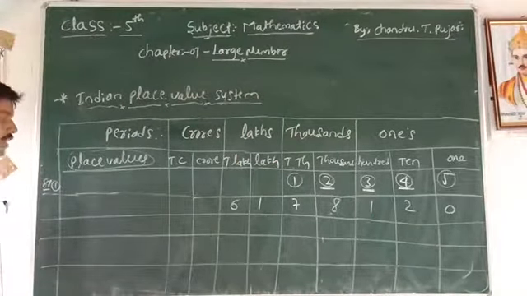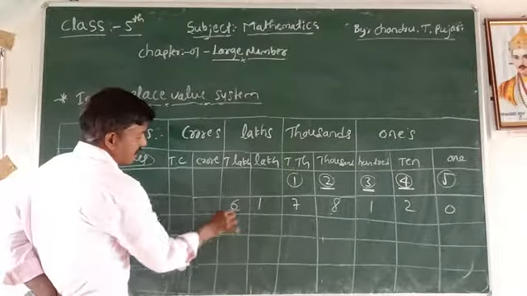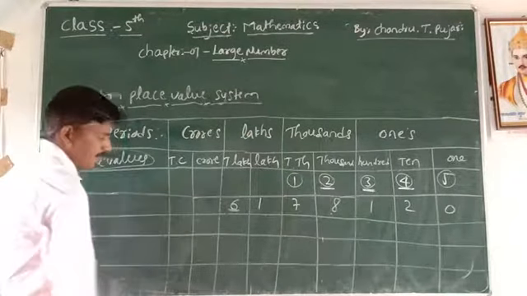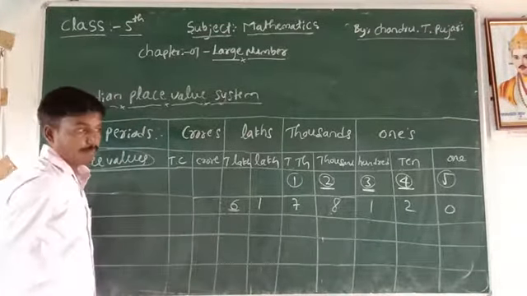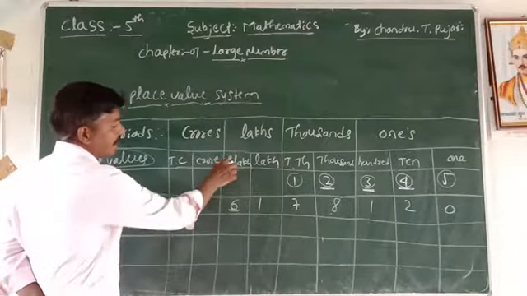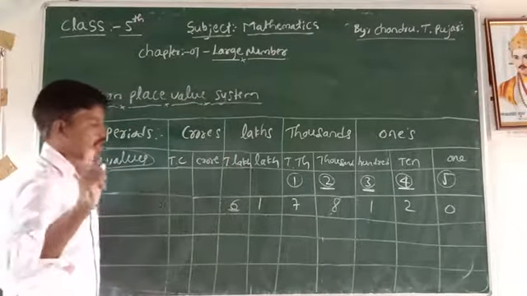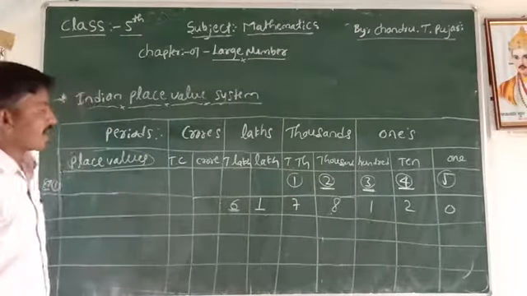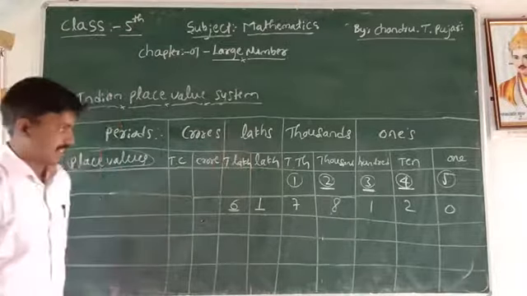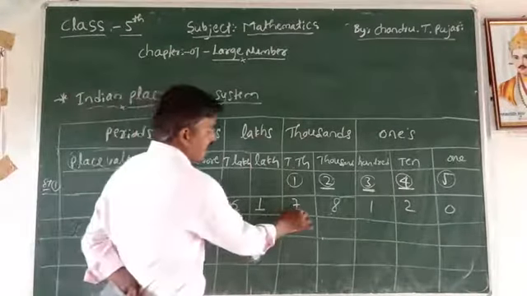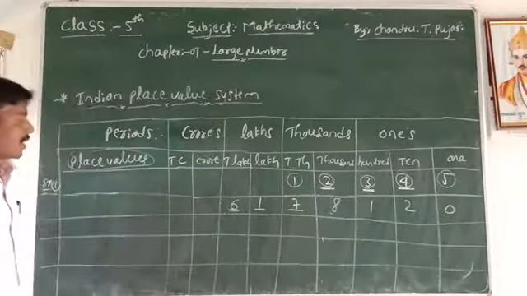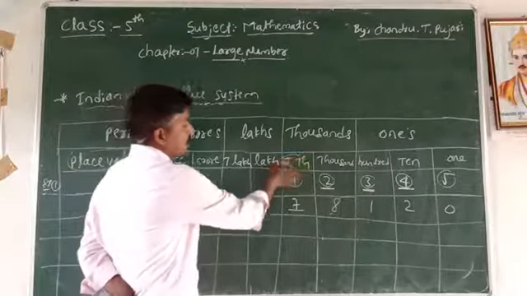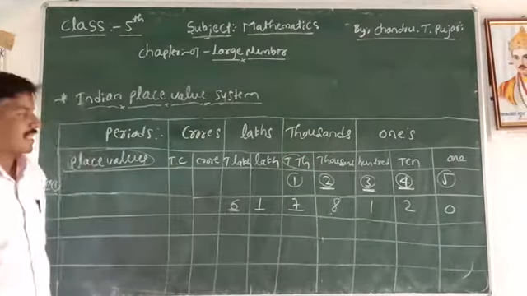Place values. I will underline one digit. I will underline the 6 digit. What is the place value of 6? The place is 10 lakh. 10 lakh into 6 is 6 lakh, which is the place value. What is the place value of 1? Place value of 1 is 1 lakh. Next, 7. What is the place value of 7? The place value of 7 is 10,000.